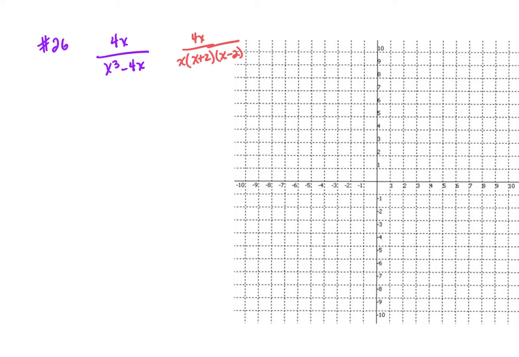So I want you to find your x-intercept and your y-intercept. All right. I want you to find your vertical and your horizontal asymptotes and your holes. And actually, I'm going to write it differently. Vertical and holes kind of go together. And then horizontal is its own little shortcut. All right?